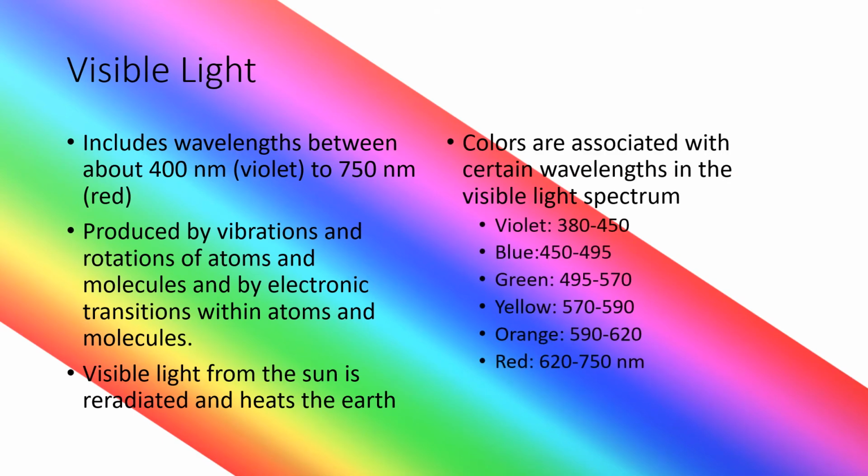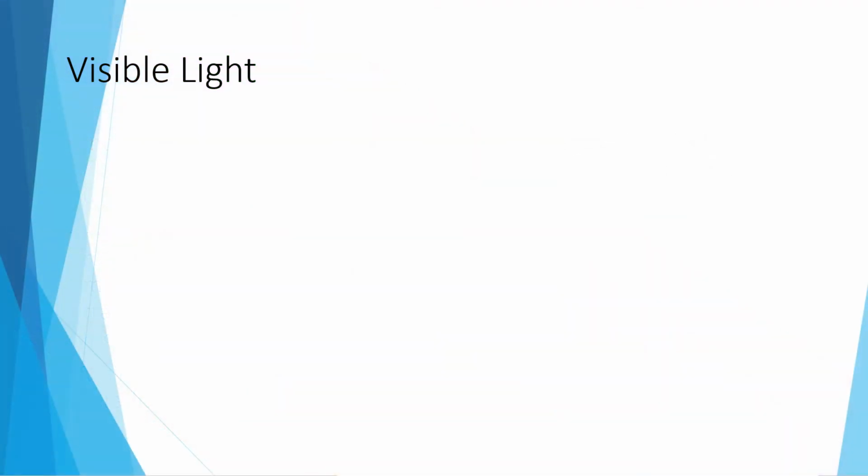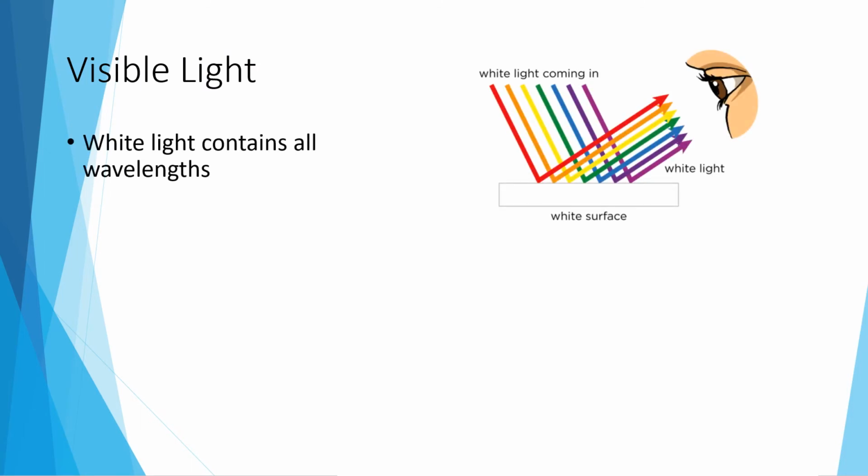Colors are associated with certain wavelengths in the visible light spectrum. Red light has the lowest frequencies and longest wavelengths, while violet has the highest frequencies and shortest wavelengths, with orange, yellow, green, and blue in between them. White light contains all the colors in the visible light spectrum.